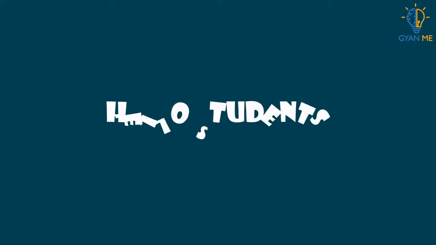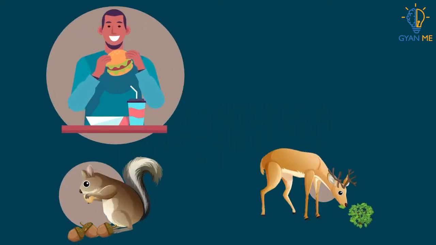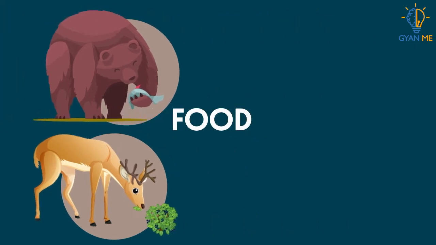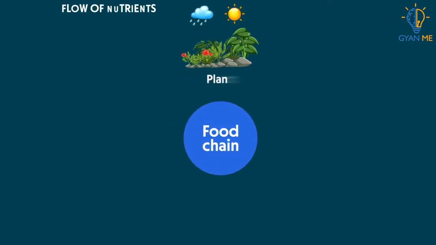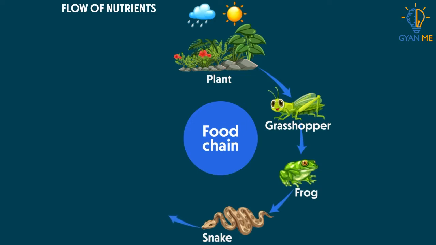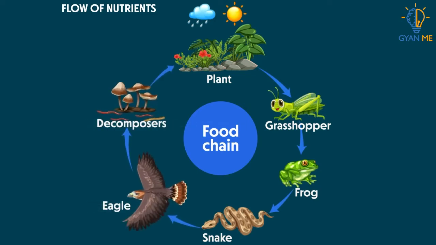Hello students. We know that every living organism in an ecosystem needs energy to survive. They get this energy from food they consume. We have seen in our previous videos that a food chain is a sequence of who eats whom. That is, it is a link between a series of organisms feeding on one another at various trophic levels.